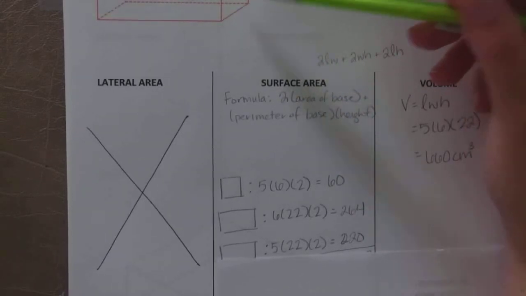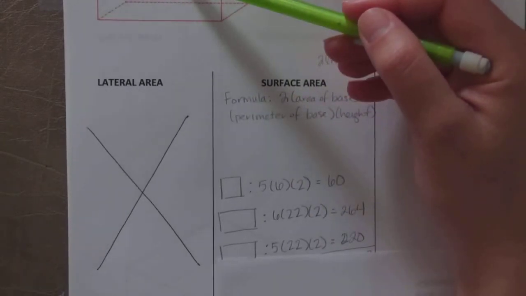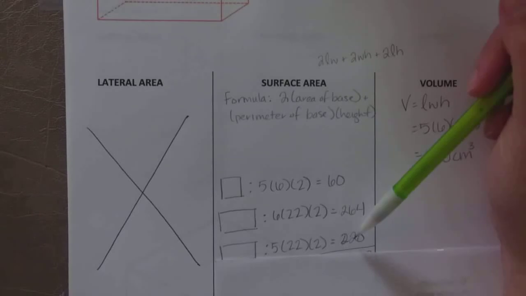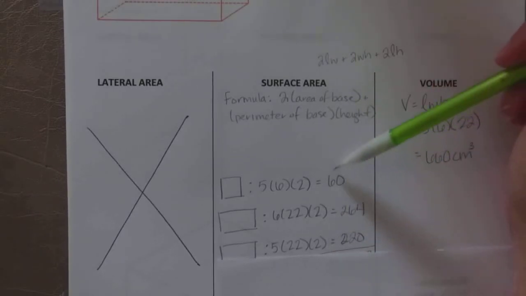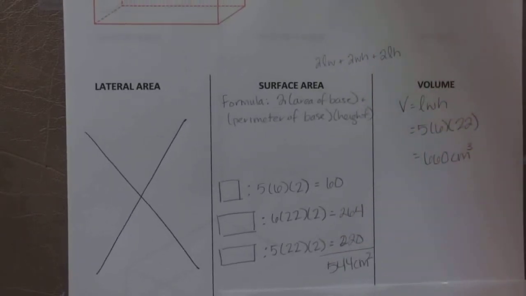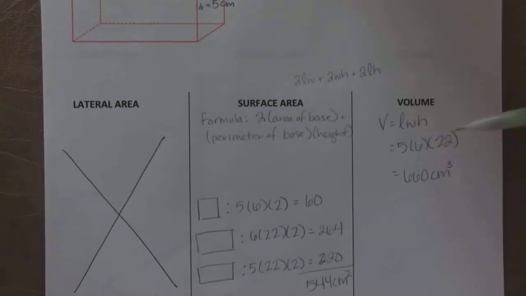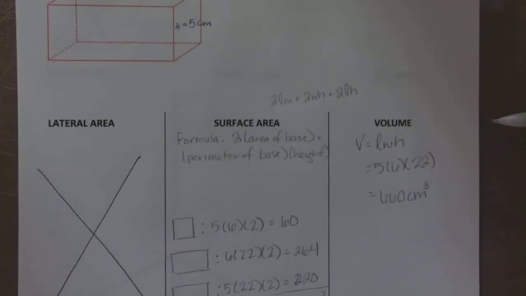That's 264. And the last rectangle, the one on the sides, is 5 by 22. And there's 2 of those, so I multiply by 2. And then I just add all this together. 544 centimeters squared, because you're finding the area. So that's it. Okay. And then the volume, I feel like everybody knows this volume formula.